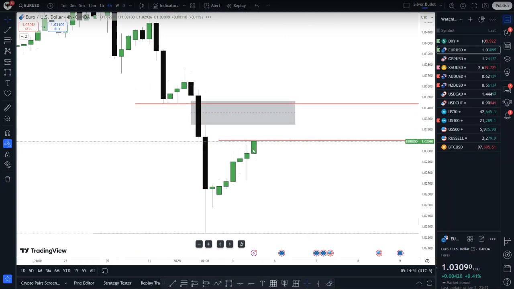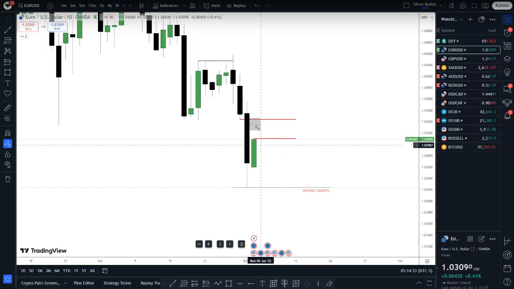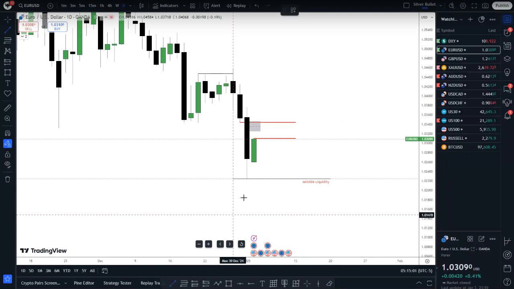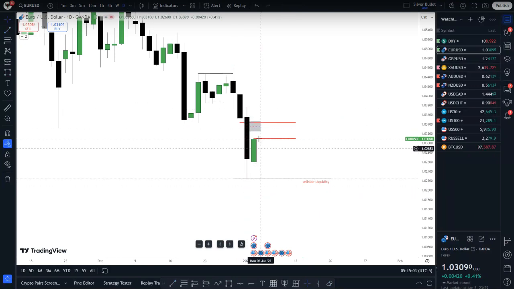But on Monday, I want to see price filling out this gap first here. So which means I don't have any specific bias for Monday, guys. Why don't I have a bias? Because this Friday was simply an inside bar. If I have an inside bar, I don't have a specific bias. I want to see price taking out some sort of liquidity first before I can have a specific bias.